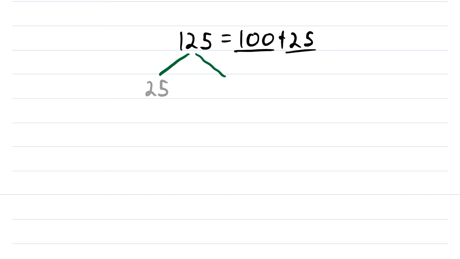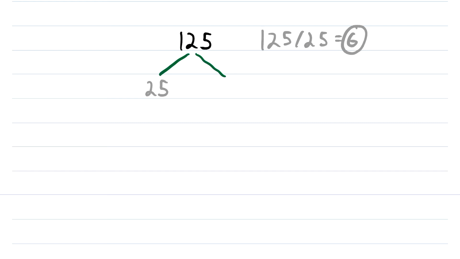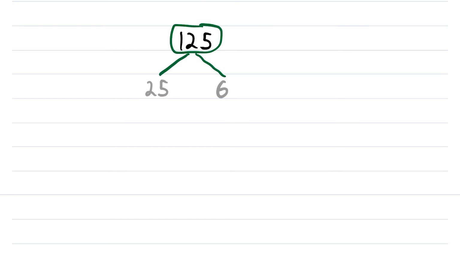Then we ask ourselves, what do we have to multiply by 25 in order to get 125? Well, 125 divided by 25 is 6, so we know that 25 times 6 is 125. So we'll put a 6 at the end of this other branch. And they're both in gray because both of them are composite numbers, not prime numbers. You also could have noticed that 5 is a factor of 125 because the last digit of 125 is 5. However, I chose to start off with these two factors so that we can look at an example where we have to continue factoring both branches.